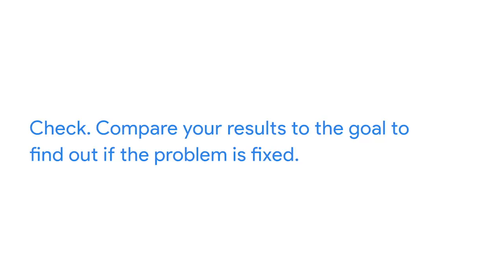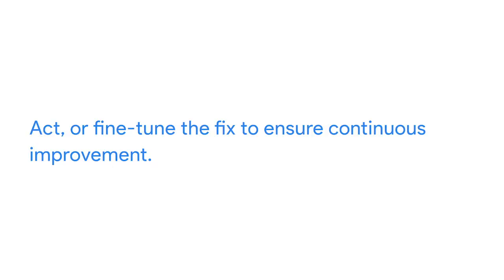Compare your results to the goal to find out if the problem is fixed. Now you wait 1 week and notice if the sales numbers go up for that plant. If they did, your hypothesis is correct, and you've saved some plant lives and helped Office Green avoid financial loss. Nice job. And finally, act, or fine-tune the fix to ensure continuous improvement.